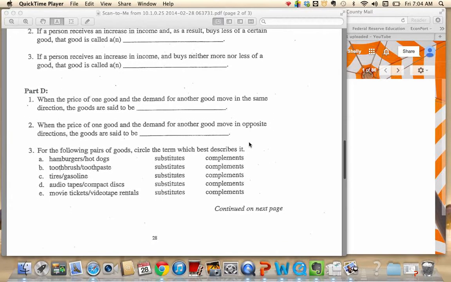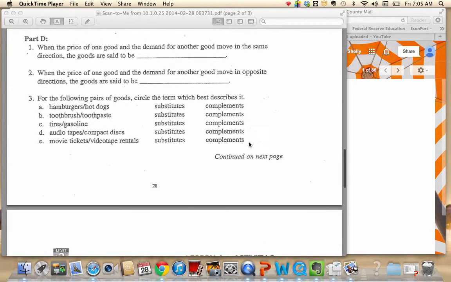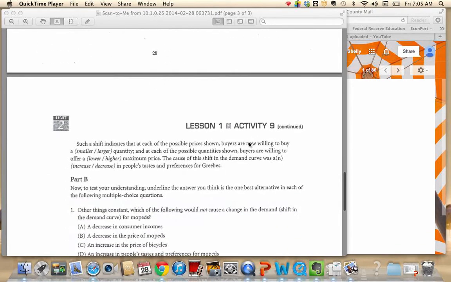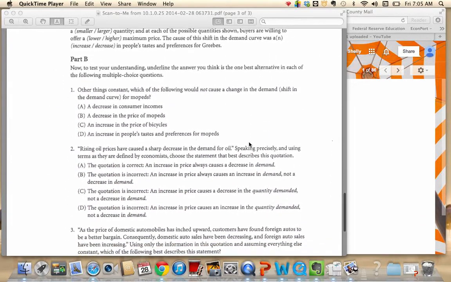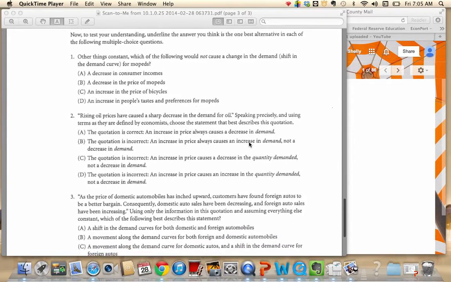This next part should be easy. Hamburgers and hot dogs, are they substitutes or complements? Toothbrush and toothpaste, do they go together or do you buy one instead of the other? Tires and gasoline, this one typically confuses people, not sure why. But would you substitute tires for gasoline? No, they go together. Audio tapes, compact discs, same thing. Are they substitutes or complements? Movie tickets and videotape rentals, you can figure those out on your own. Let's look at these three multiple choice questions.